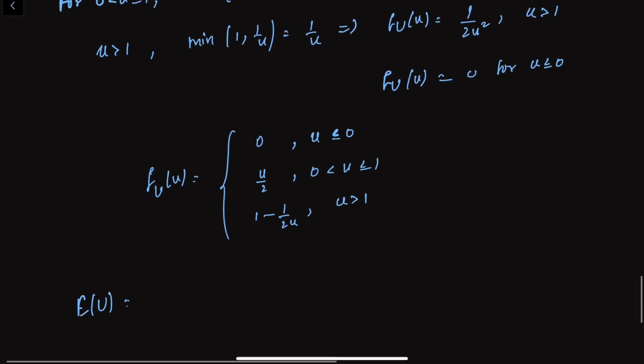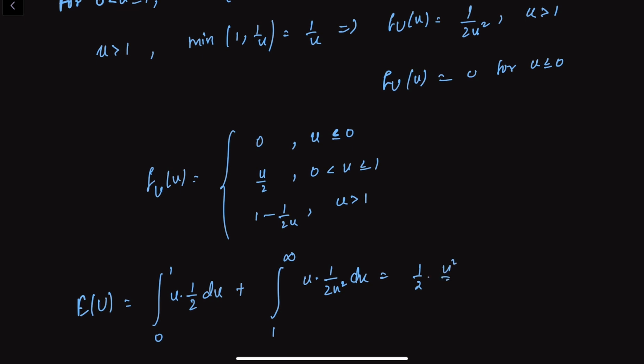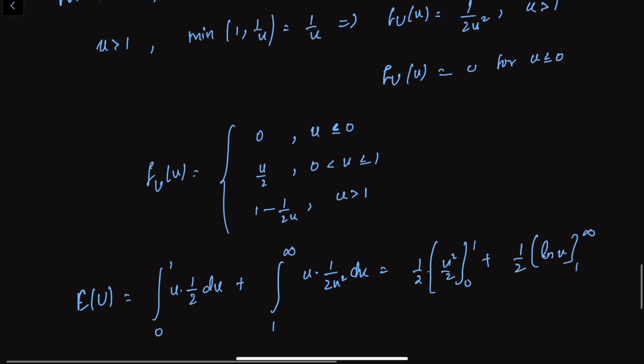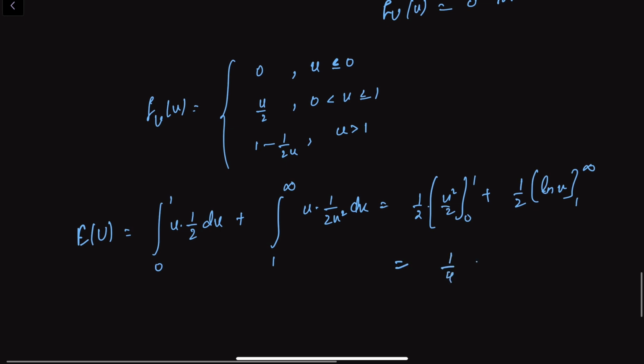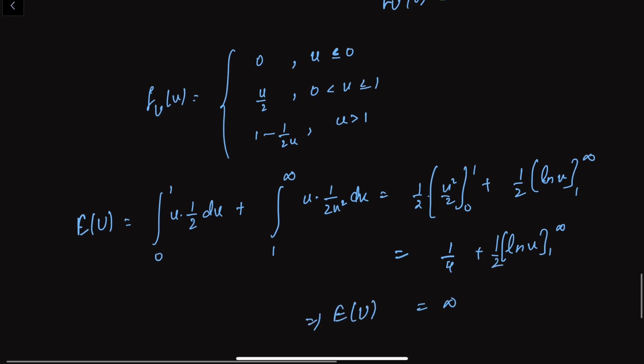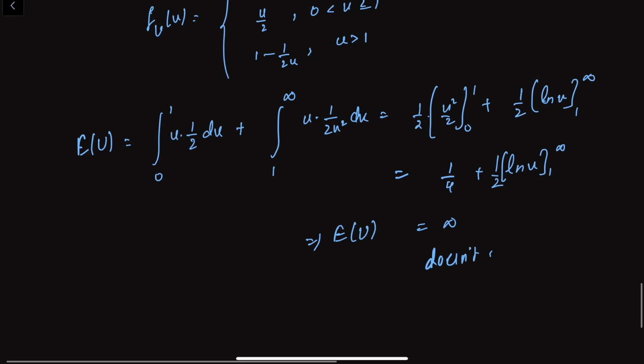So the expectation of U would just be the integral from 0 to 1 of u into 1 by 2 du, plus the integral from 1 to infinity of u into 1 by 2u square du, which is nothing but 1 by 2 into u square by 2 from 0 to 1, plus 1 by 2 into ln u from 1 to infinity, since the integrand is 1 by 2u. So this part is just 1 by 4 plus ln u from 1 to infinity. That means this is infinity. So the expectation of U would be infinity, which means it does not exist.